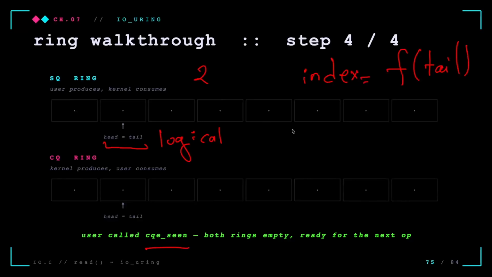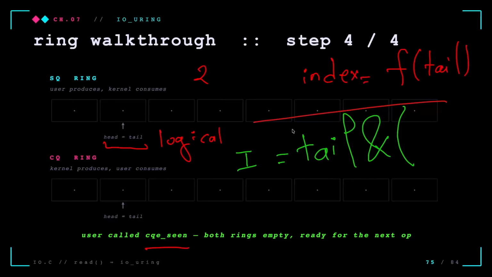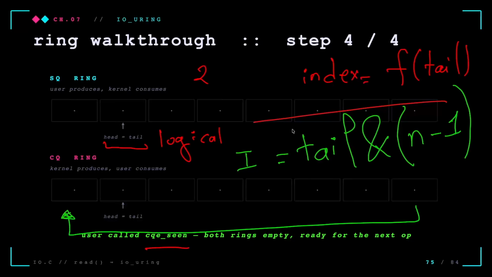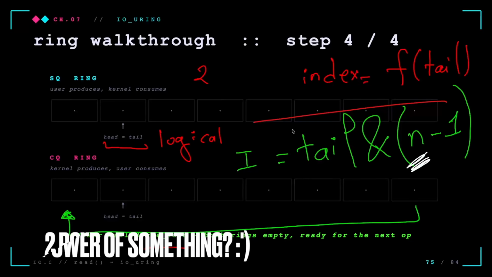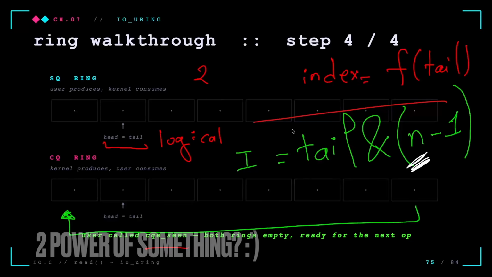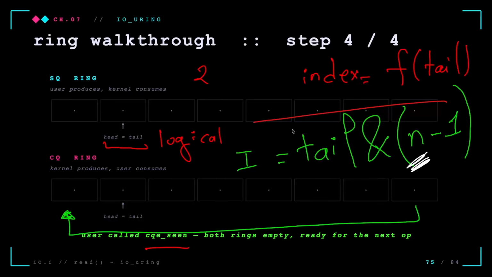What we do instead is index, which I'm going to note as i, is going to be equal to tail binary AND n minus 1. And this automatically wraps us around from the logical position to the physical position if and only if n is a power of 2. And that's why we have this constraint. Generally CPUs don't really like division, even mod.